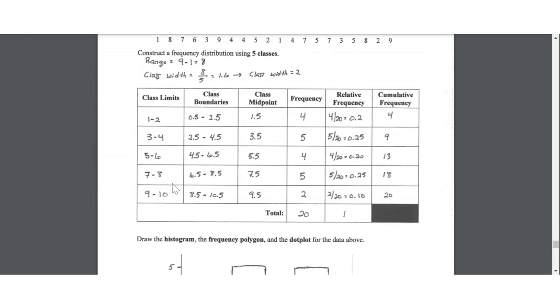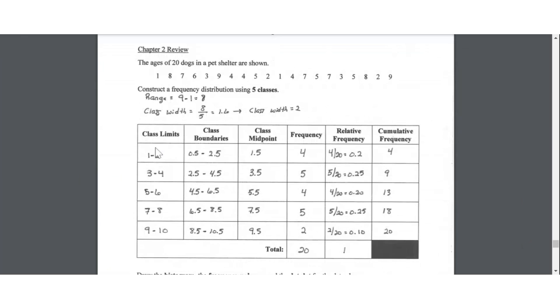So then to find the class boundaries for each of these, I take 0.5 off of the lower one and add 0.5 to the upper. So here I have 1 minus 0.5 is 0.5. 2 plus 0.5 is 2.5. All the way down to 9 minus 0.5 is 8.5. 10 plus 0.5 is 10.5.